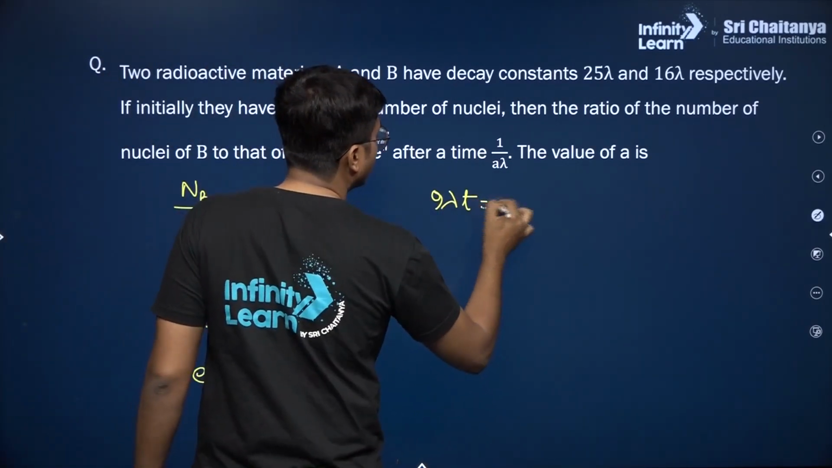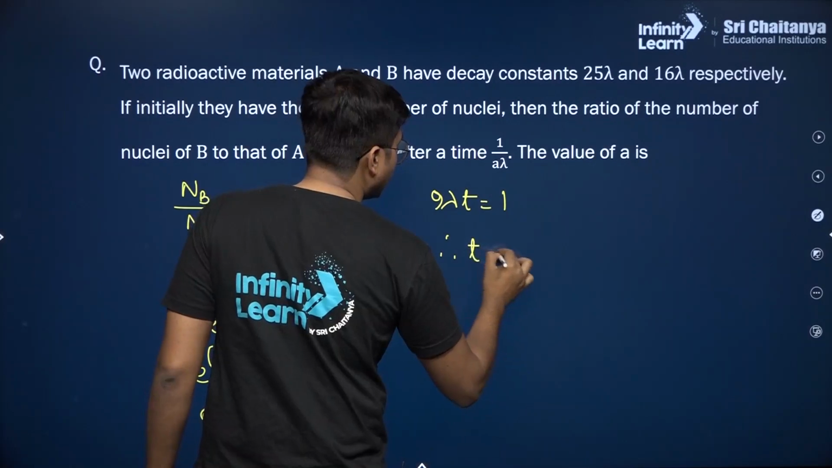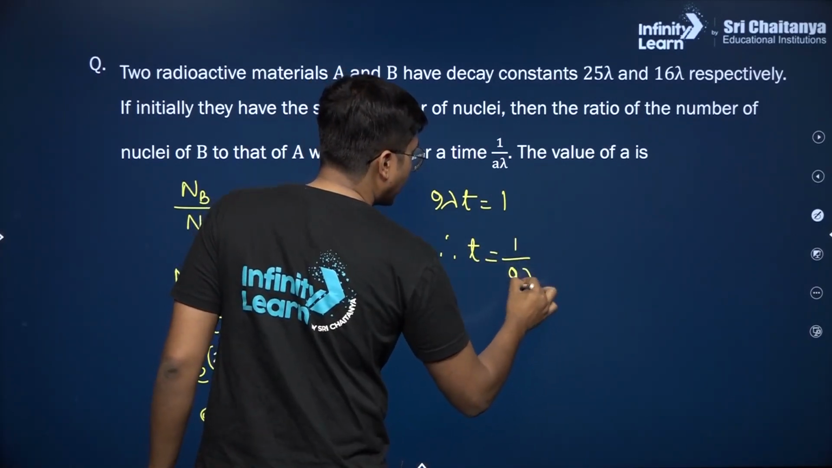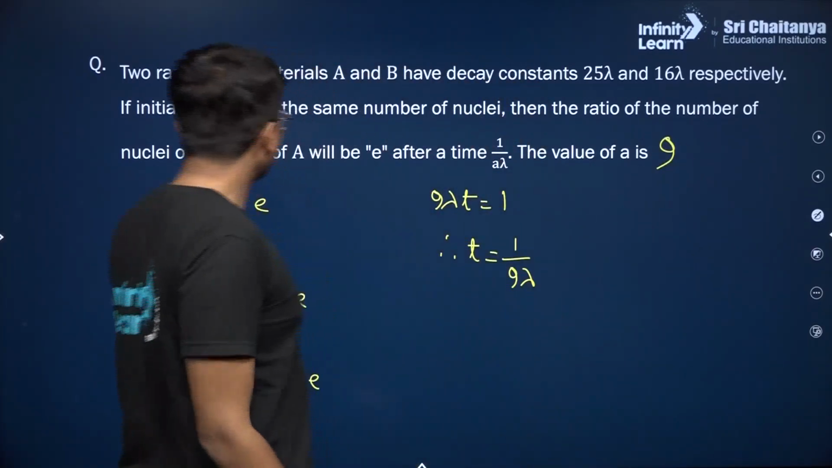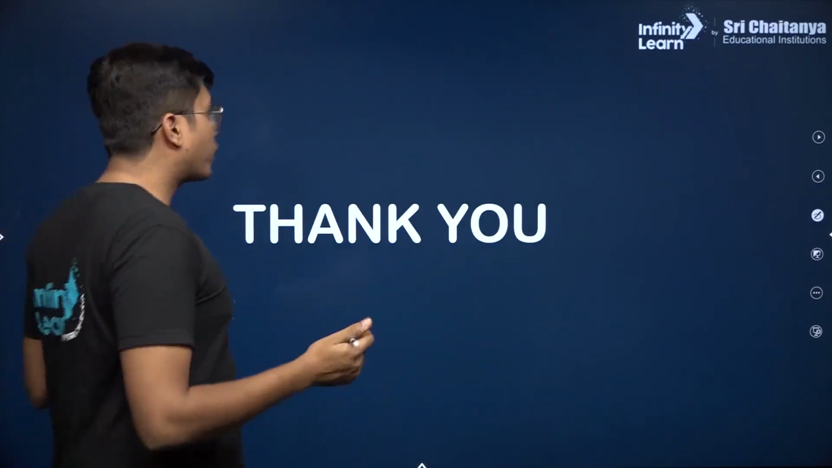9 lambda t is equal to 1, therefore t is equal to 1 by 9 lambda. So if you compare with this, you get your A value as 9. That's it. Those were the questions for the physics part.